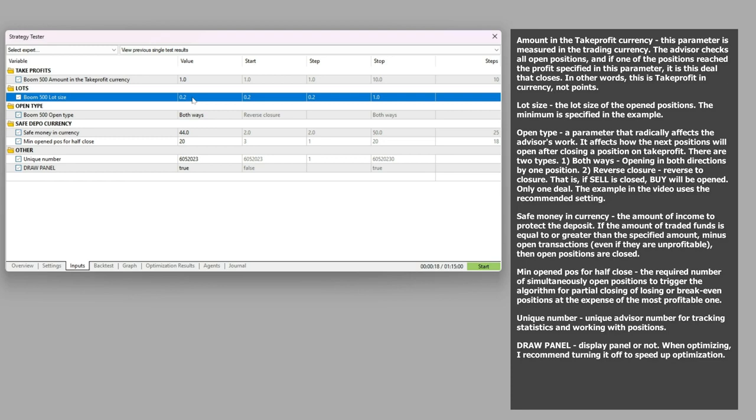Lot size. The lot size of the opened positions. The minimum is specified in the example.